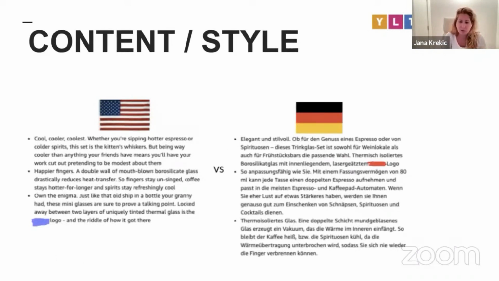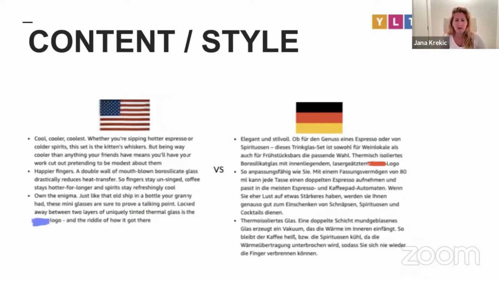This is one of the examples we did a couple of years ago. These were espresso glass cups. The first bullet said "cool, cooler, coolest." When we translated to German, we had to change it to "elegant und stilvoll," which means elegant and stylish, which basically shows the features of the product. Germans really want to keep it simple, very strict, black and white, and show me the features of the product and why this is a superb product by emphasizing those features.